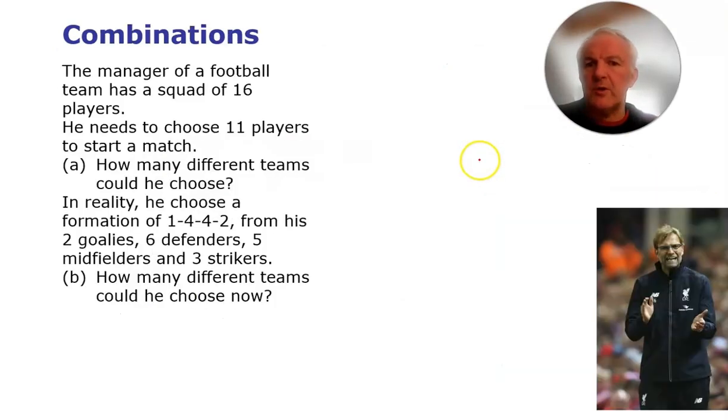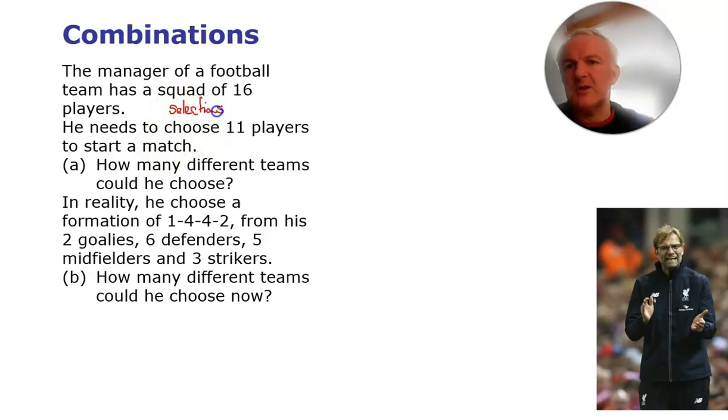I've got a few questions for you on this. The first one's got an old manager now, but at the time he had 16 players, and he wants to choose 11 players to start a match. Sometimes they describe this as selections; if you think of football teams, selections makes more sense. So we look out for the word select or selections or choose, or it might even say combinations. How many different teams could he choose? Well, he's got 16 players, choosing 11 of them. It's 16C11. Typing that into my calculator: 4368.